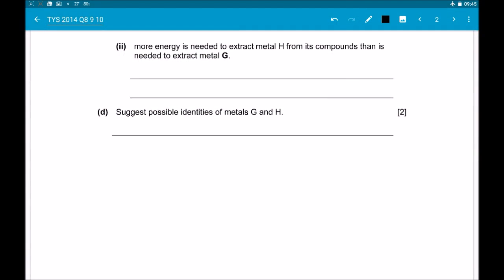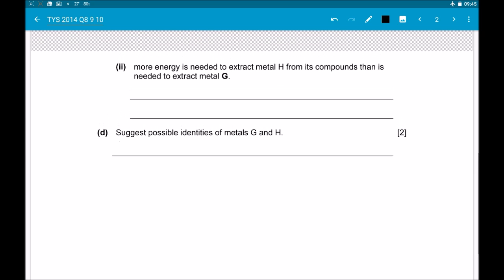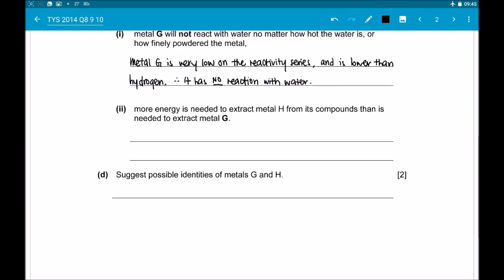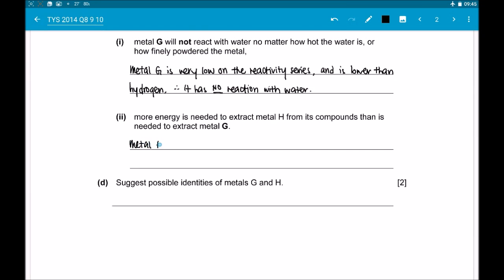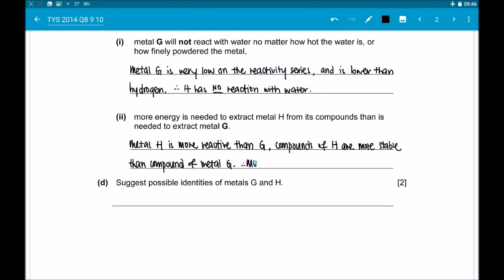More energy is needed to extract metal H from its compounds than is needed to extract metal G. So explain why. So as metal H is more reactive than metal G, the compounds of metal H are more stable than compounds of metal G. Hence, more energy is required to extract metal H.